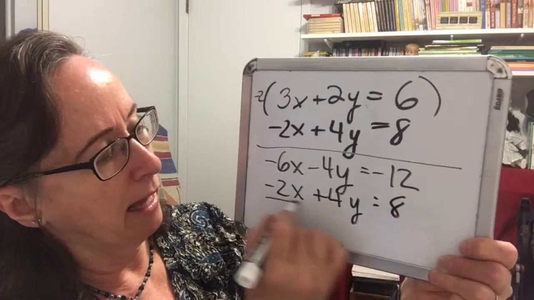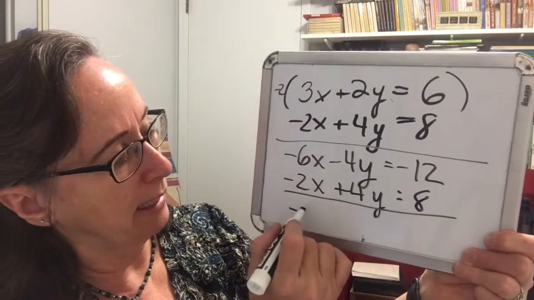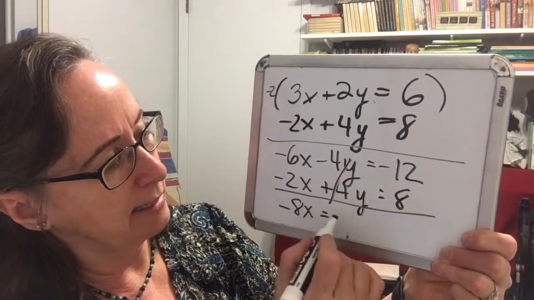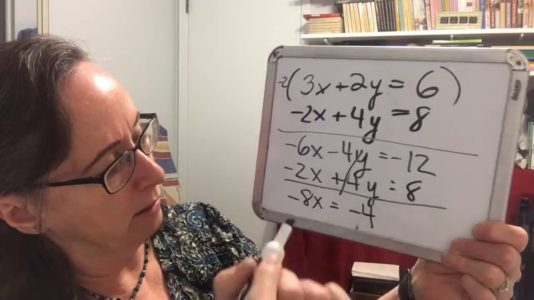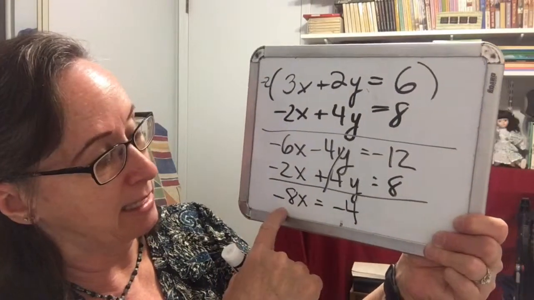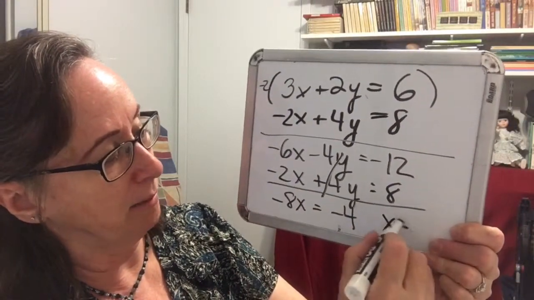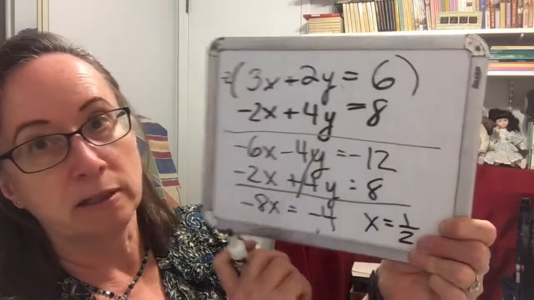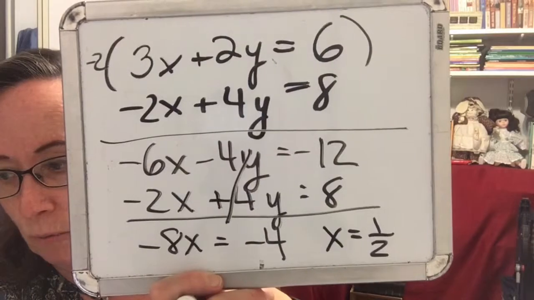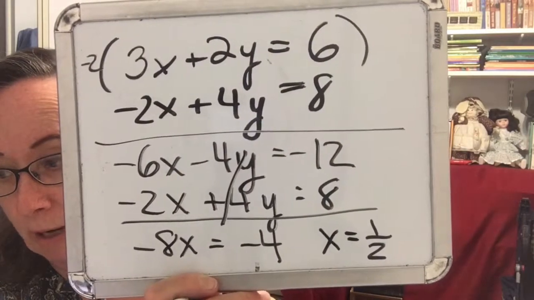And then I can add them together and get a -8x. And then this cancels, is a -4. And then I divide both sides by a -8, and I get x is +1/2. Okay, so those 2 lines are crossing when x is 1/2, and that looks about right from where I am.